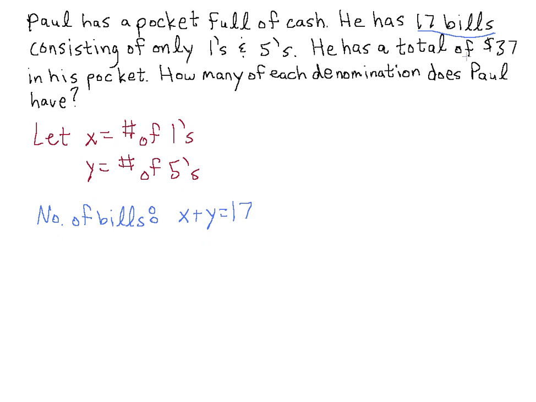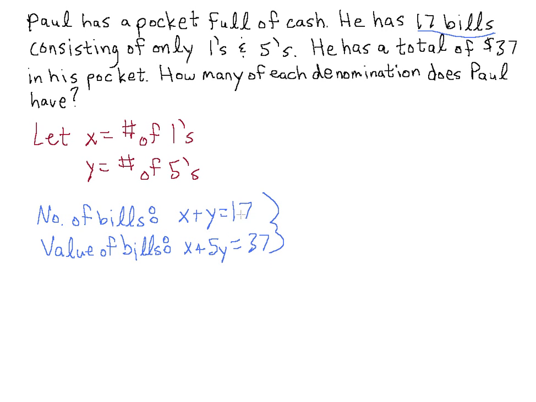Now our next equation: we actually know the value of these bills, the total of them. So the value of the bills is going to be described by the following equation. We know that the number of ones times the value of the one will give us one value, plus the number of fives times the value of fives. When we add those together, we get a total of $37. So we're going to say that 1 times x, or 1 times the number of ones, so just x, plus the number of fives times its value, so 5 times y.